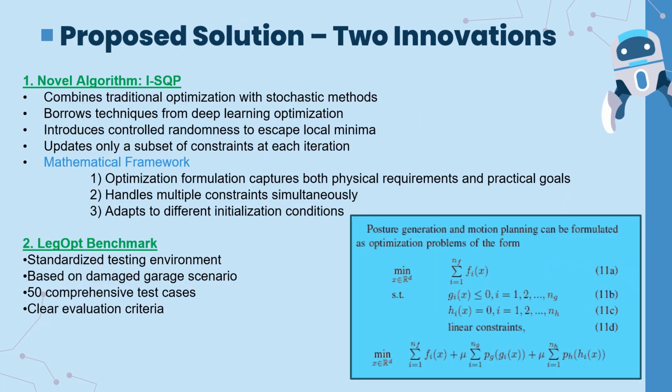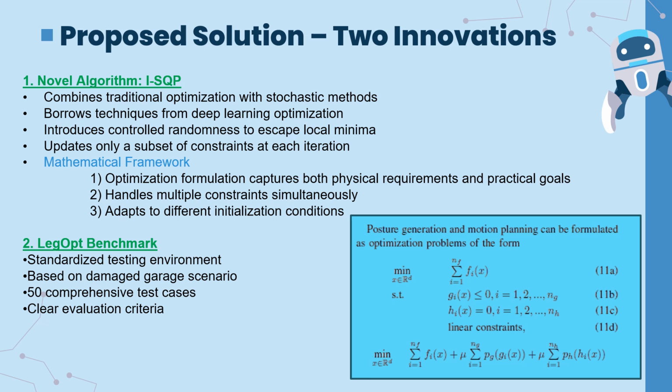So in the proposed solution of the paper, two major innovations have been made, which is first the introduction of ISQP and second is the Allegro benchmark. In the ISQP algorithm, we are combining traditional optimization techniques with stochastic methods. Basically, we are introducing controlled randomness to escape local minima, which was a big problem in previous algorithms. And we are updating only a subset of constraints at each iteration.